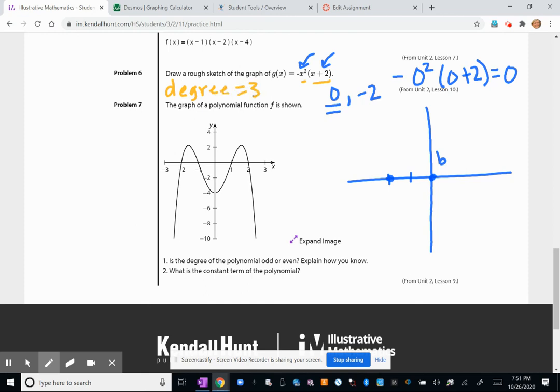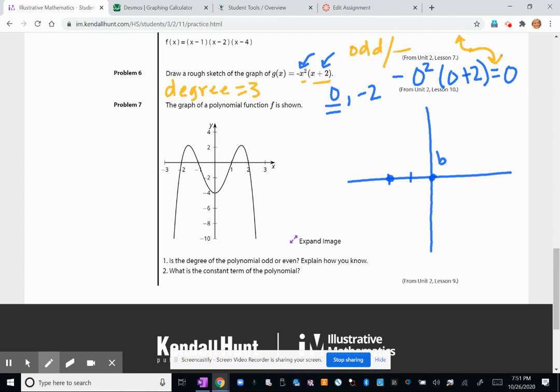3 is an odd number, and the polynomial is negative. So we are looking for odd, negative end behavior. So odd, negative, overall, looks like this. As x gets larger in the negative direction, y gets larger in the positive direction. As x gets larger in the positive direction, y gets larger in the negative direction. So that's what the end behavior is going to look like on this polynomial.